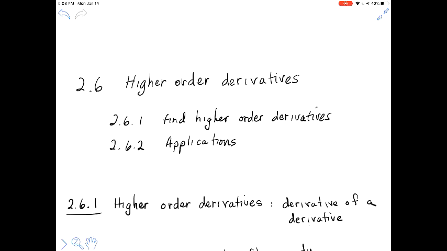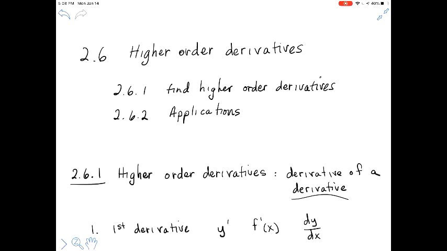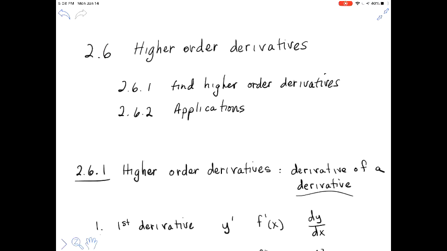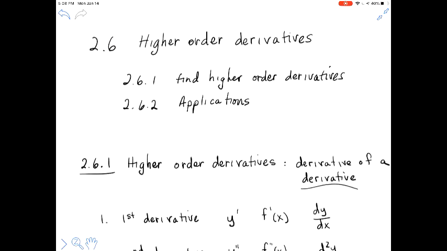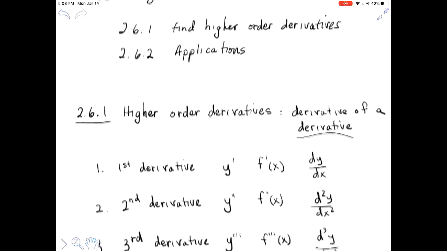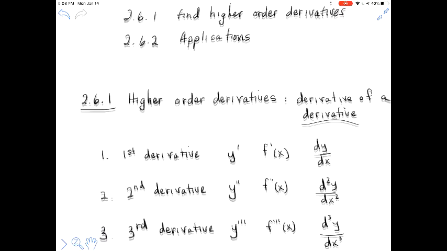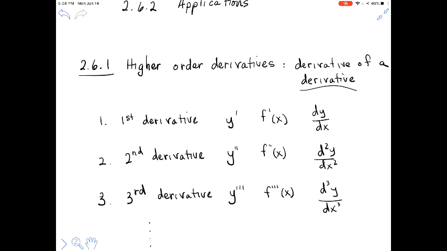So first of all, going into some notation. We've talked about the notation of a first derivative: y prime, f prime of x, or dy dx. That's the first derivative. If we're going to take a derivative of that, that becomes the second derivative. Y double prime or f double prime of x are the most common notations. If you're going to take a derivative of that, it becomes a third derivative, y triple prime or f triple prime of x. And then it continues. You can have a fourth derivative, a fifth derivative, and so on and so on.